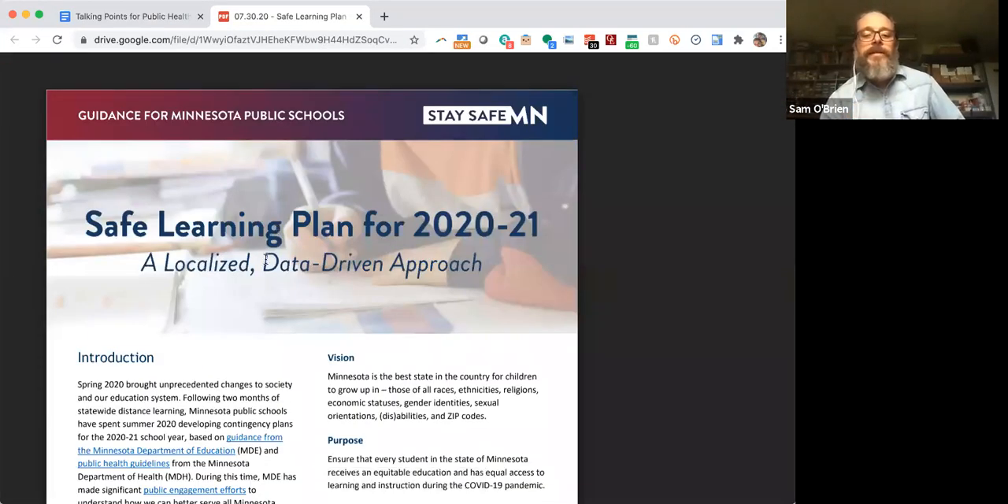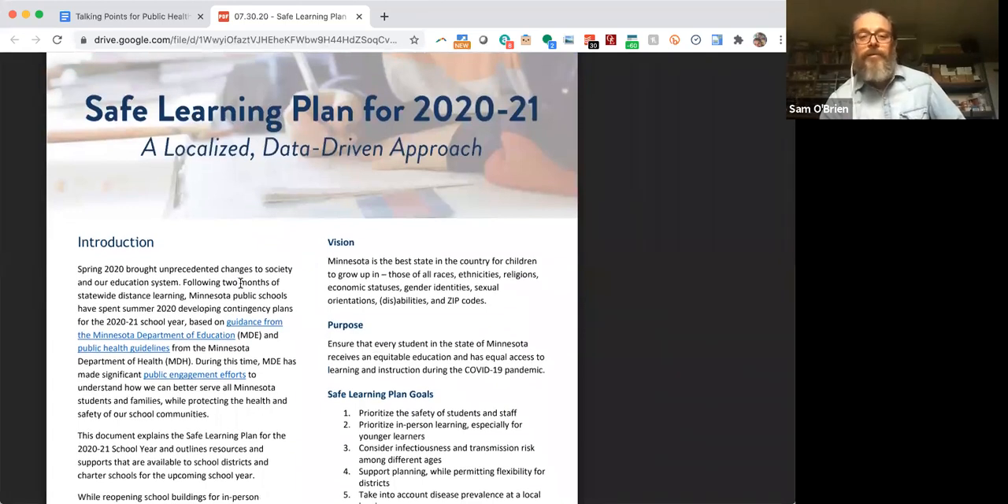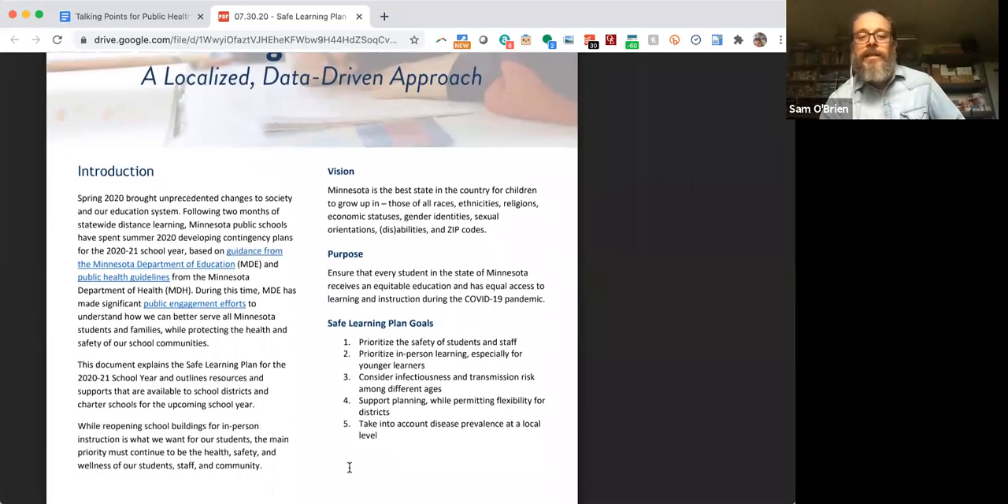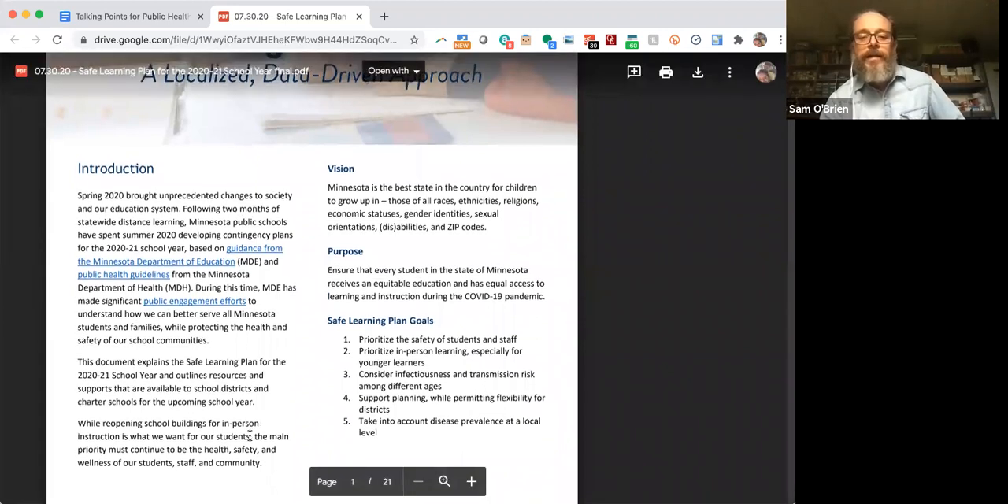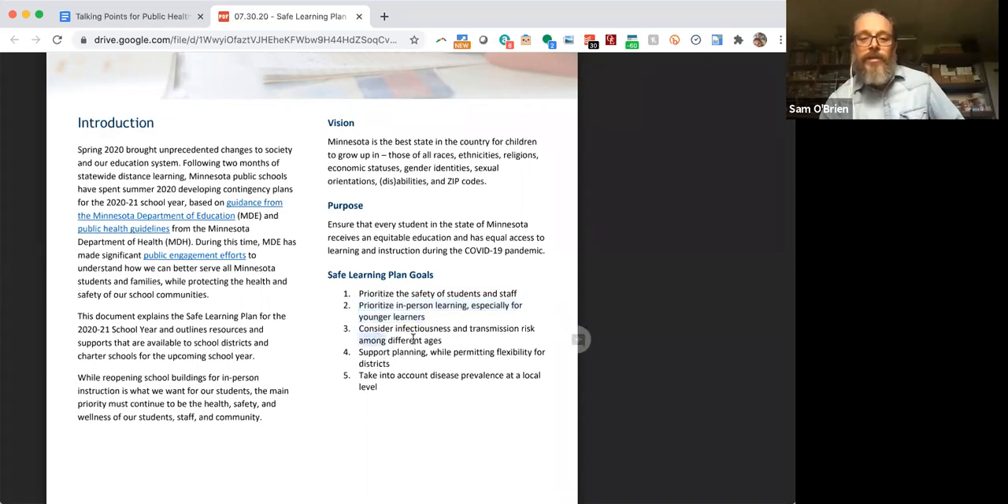A few folks have asked about the Safe Learning Plan. This is a public document available to everybody in the world, but particularly residents of Minnesota. And you can see what the state has given us in terms of guidance. Specifically, our priorities are what the state has guided: that we prioritize the safety of students and staff, that we prioritize in-person learning when we can, especially for younger learners, that we consider infectiousness and transmission rate among different ages, that we support planning, and that we also take into account the disease prevalence of our local area.